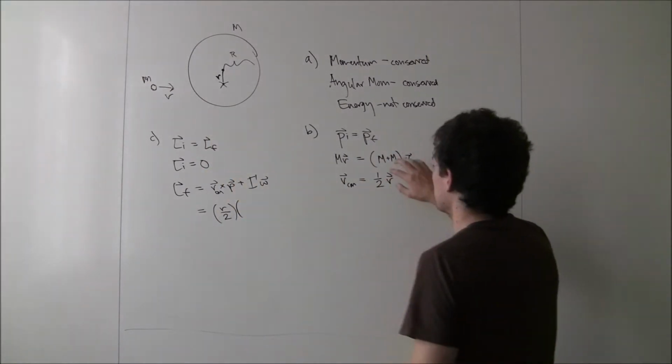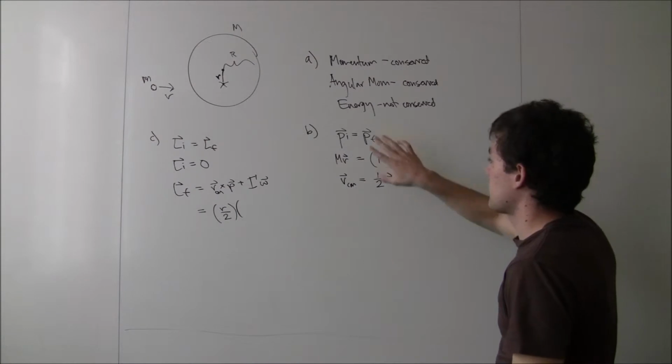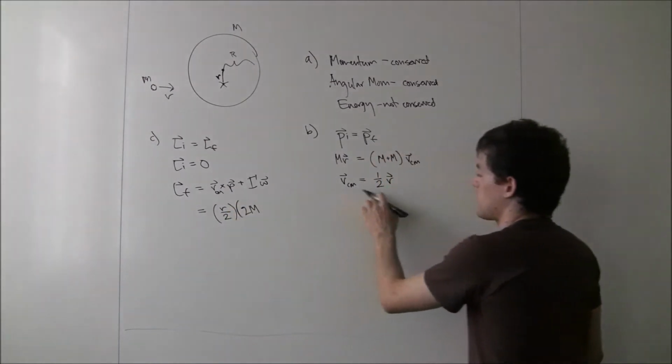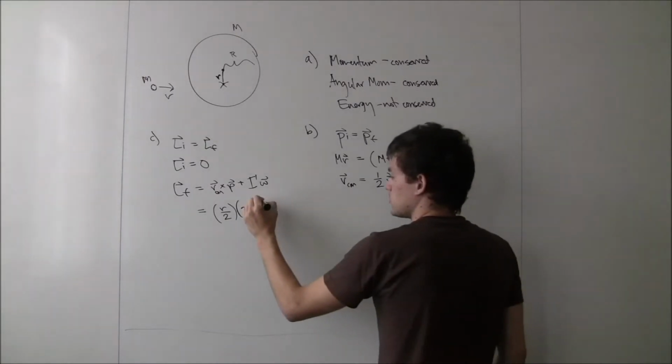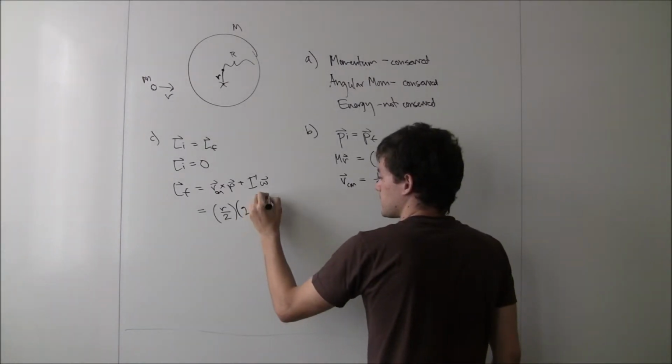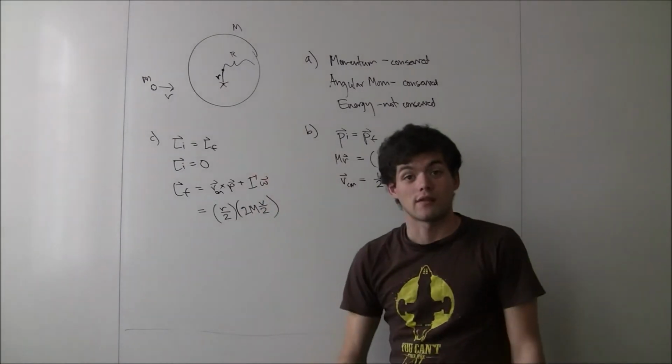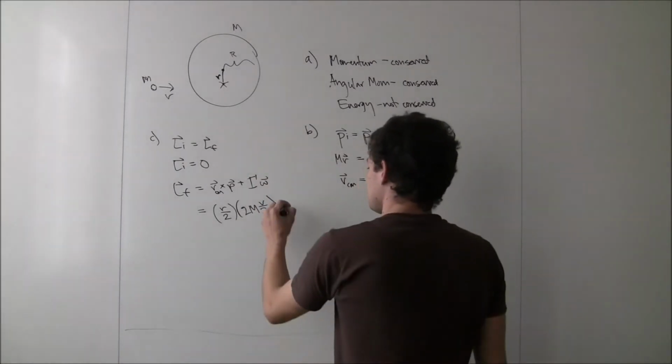The momentum is, remember, we have now the full mass of the system, so that's 2m, times the velocity of the center of mass, which is v over 2. And then the angle between r and p is 90 degrees, so we don't have to worry about sine of theta.